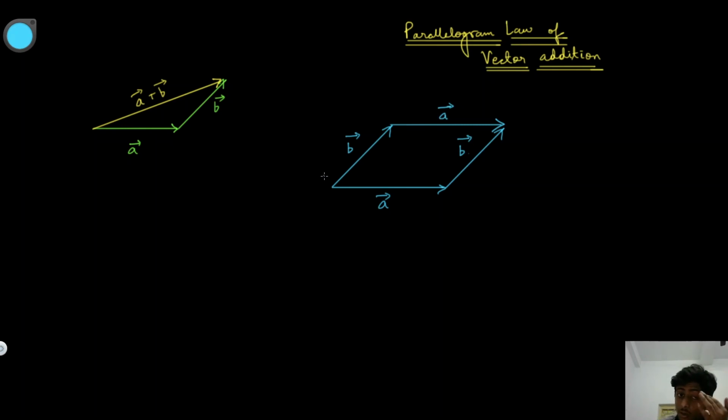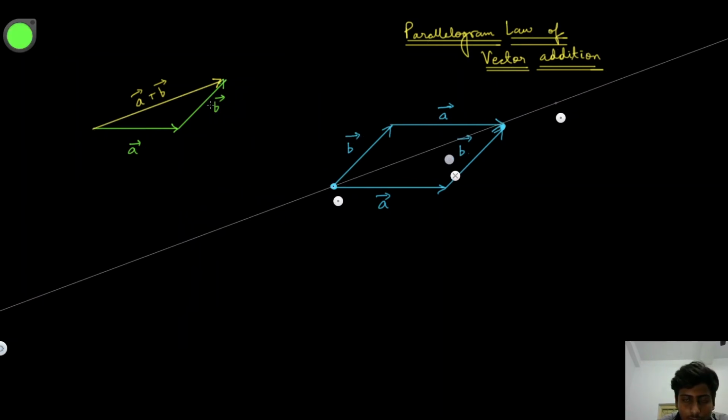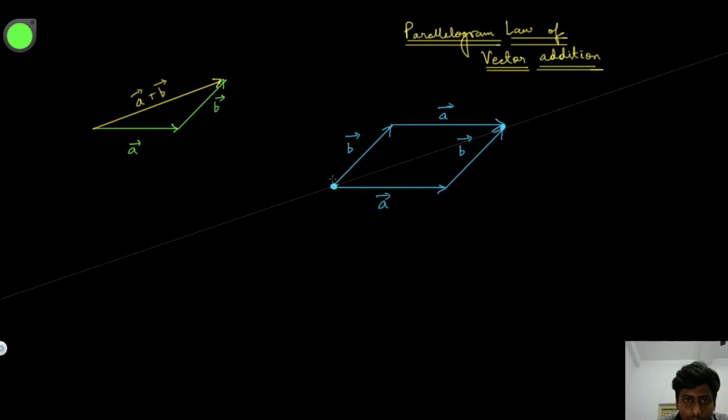Now in order to get the resultant vector, we'll join the diagonal formed by matching these two tails. The diagonal which involves the point which is formed by matching these two tails, and the point which is formed on the matching of these two heads. So basically the resultant vector would turn out to be this green vector. So this is A vector plus B vector.